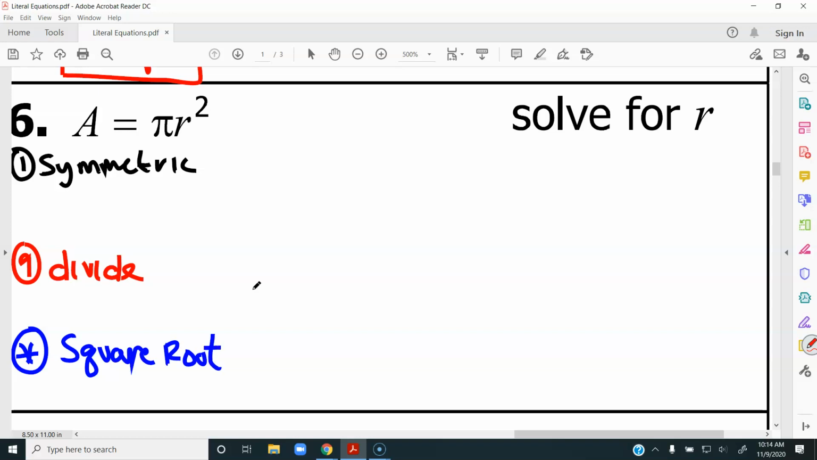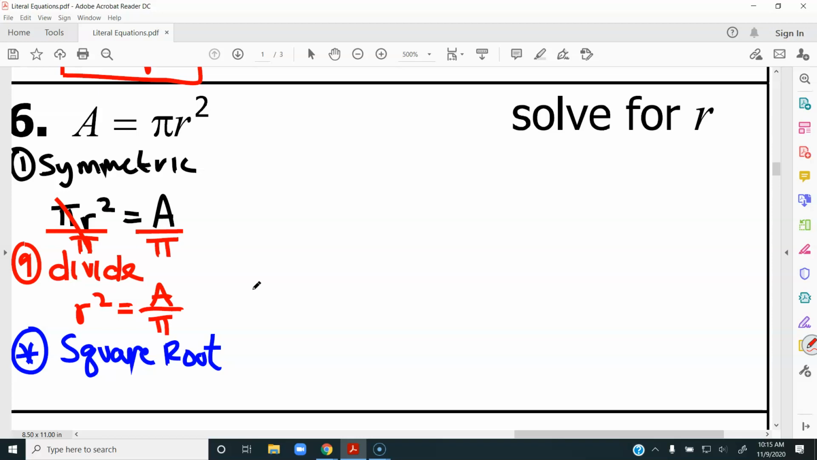Now, a lot of people in this problem, when we first started, they were fine with the symmetric property because I just meant that they flipped around. But they were kind of freaked out because they had a pi logo right there. Think of pi as just simply a variable. So this is going to give you r squared equals pi a over pi.